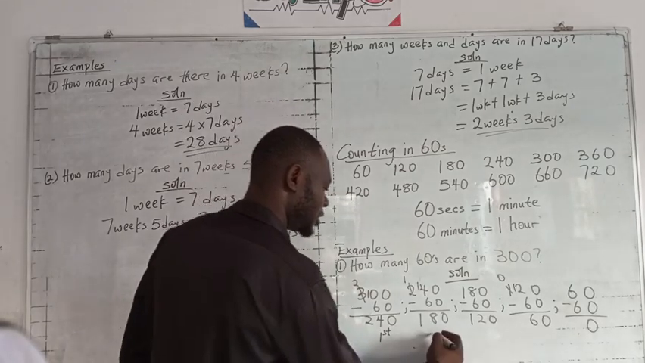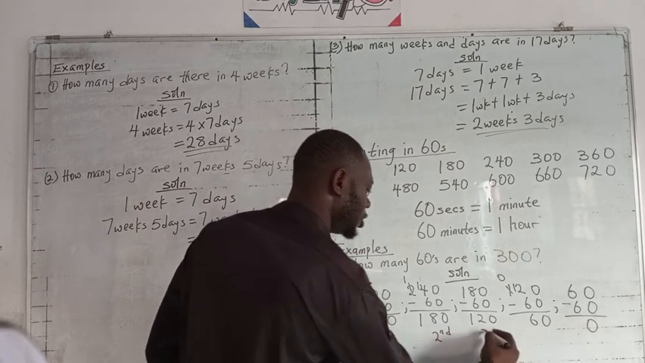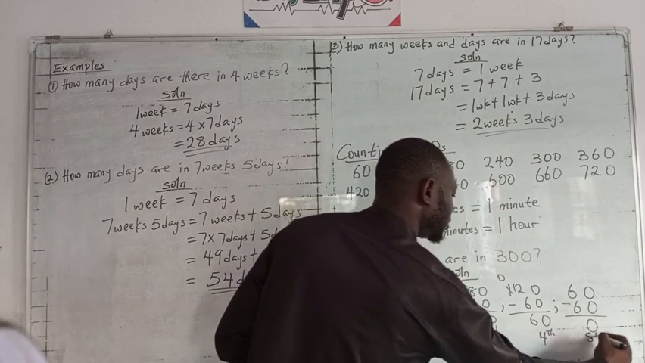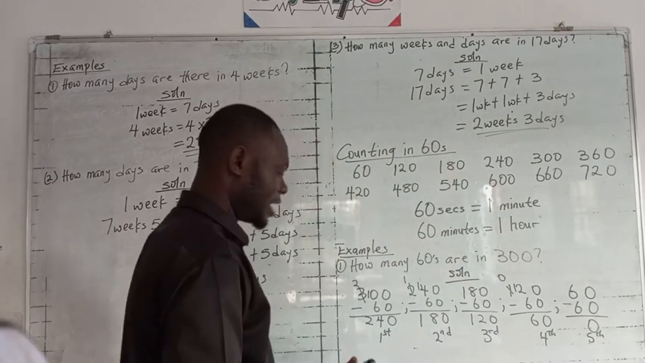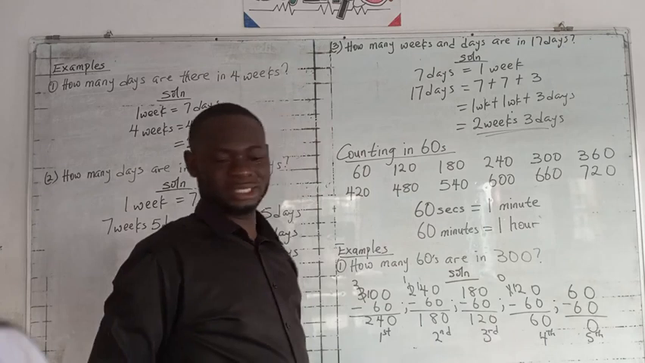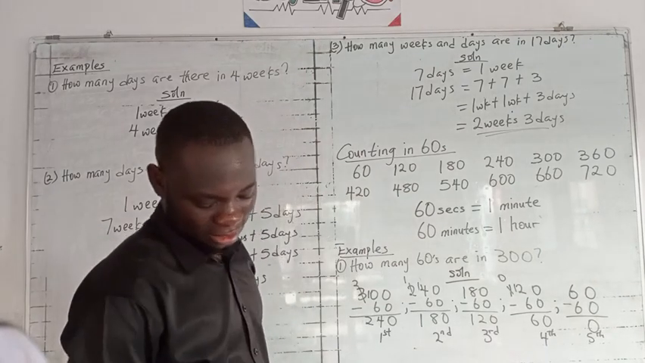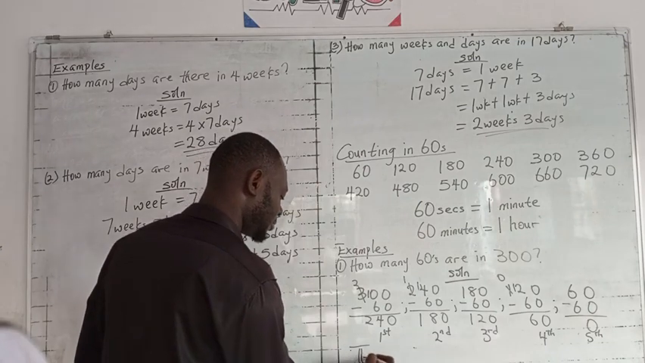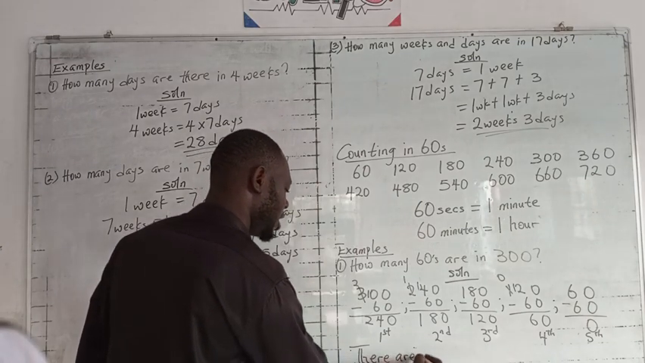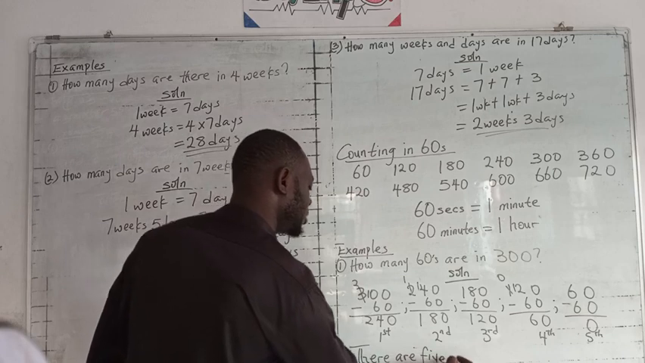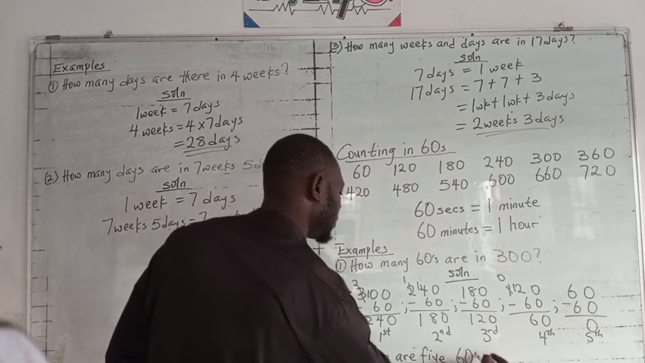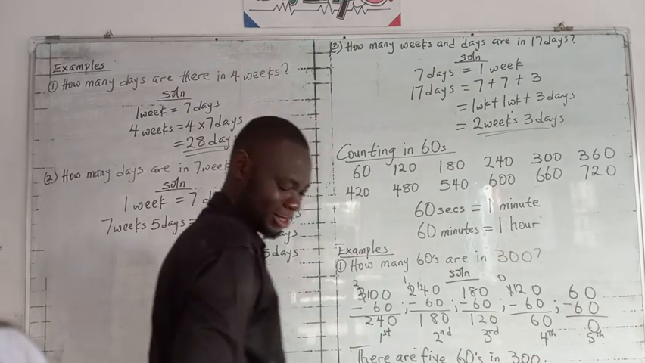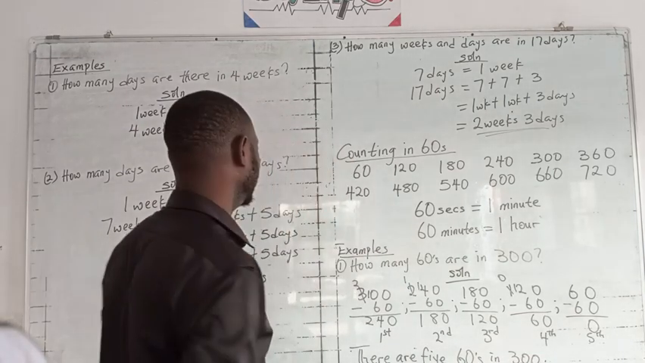Now, how many places did we subtract? First, second, third, fourth, and fifth. So you now see that there are what? 5 60s in 300. So you can say, therefore, there are 5 60s in 300. All right? Okay, let's look at example number 2.